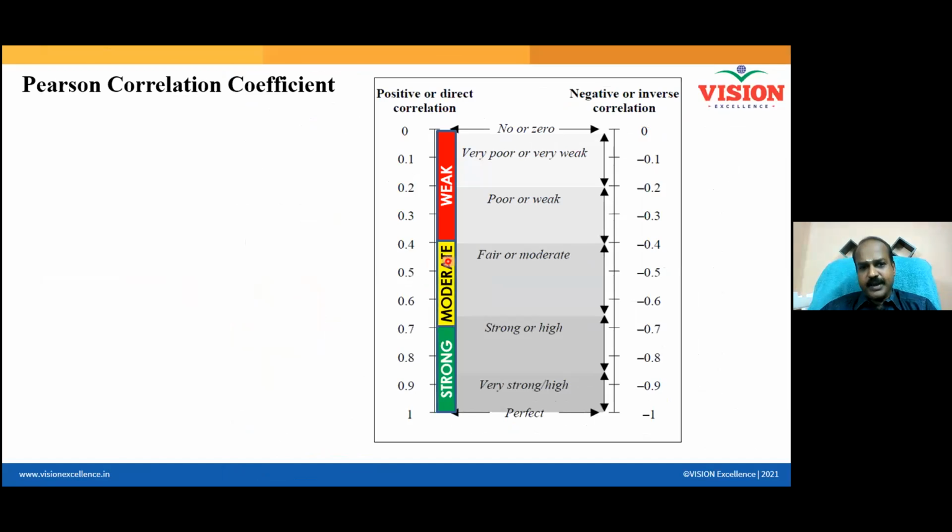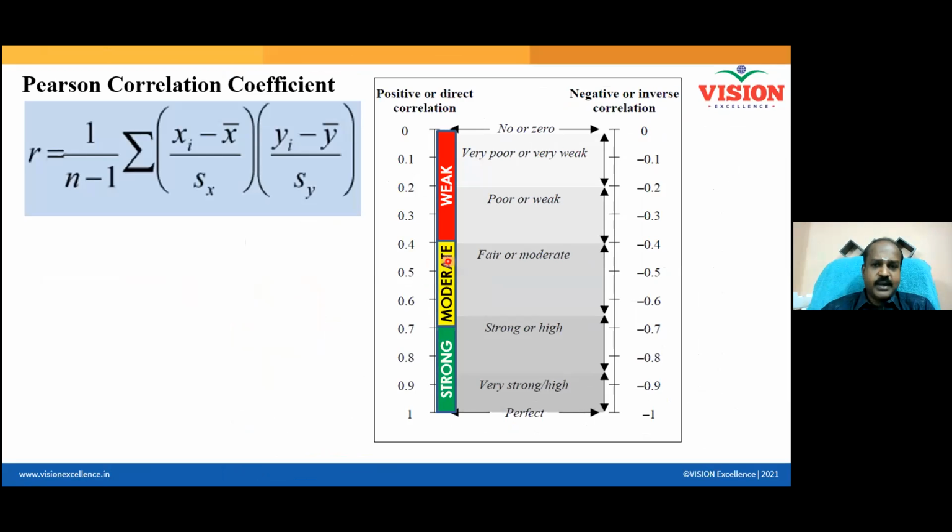See here, correlation is a study of linearity, a study of linear relationship. The formula to find out the linear relationship is R. When you have a set of x values and y values, you can use this formula to find out R. What is R called? Pearson correlation coefficient.